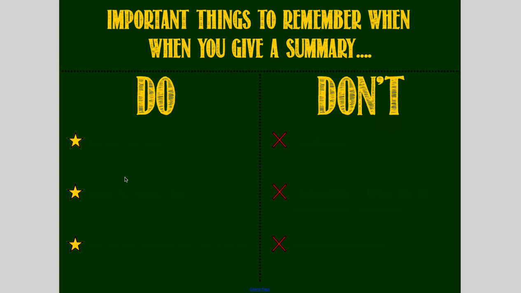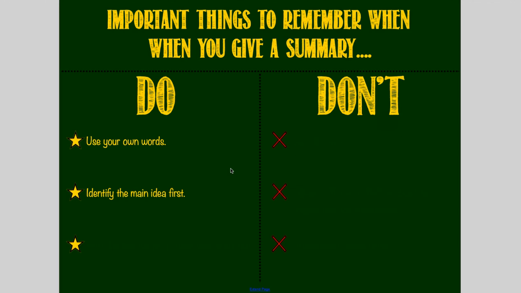It's important to know what you should and should not do when you're giving a summary. So let's look at 3 do's and 3 don'ts. Do use your own words. You want to change it up so that you can't be accused of copying or plagiarizing at all. You want to put it in words that you would use as though you were conversing with someone.